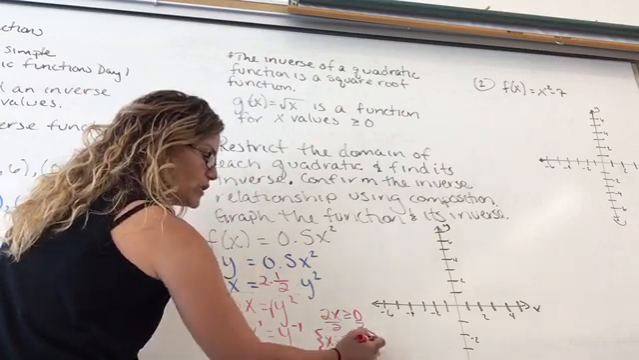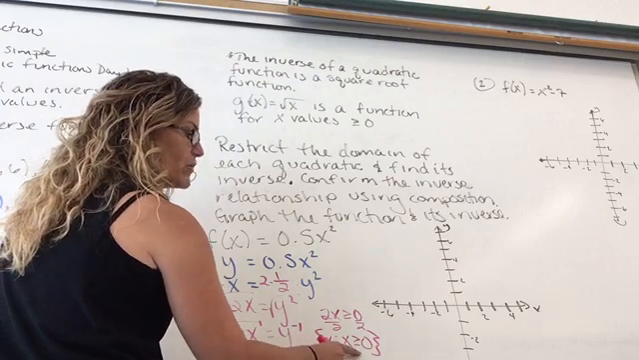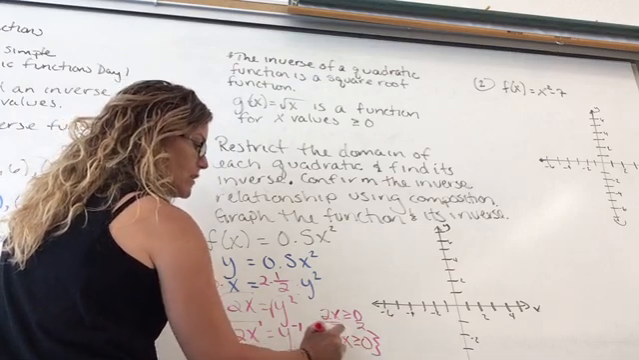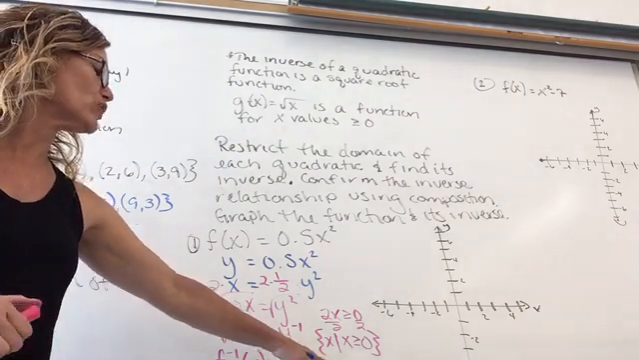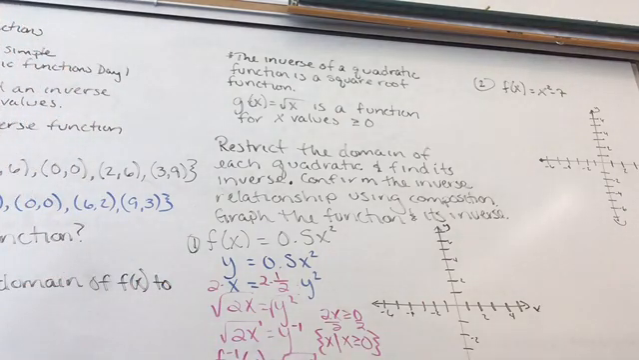So here's my restricted domain, x such that x is greater than or equal to 0. You can do it with the dots or with the bar. They both mean the same thing. So this is my inverse, this is my restriction. Now it says to confirm the inverse using composition.